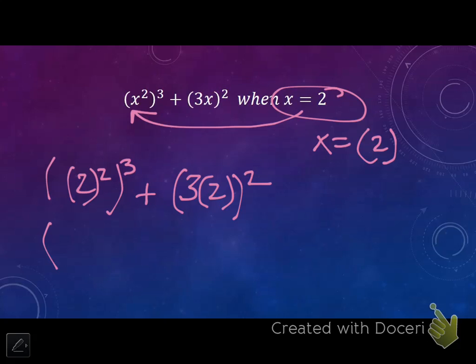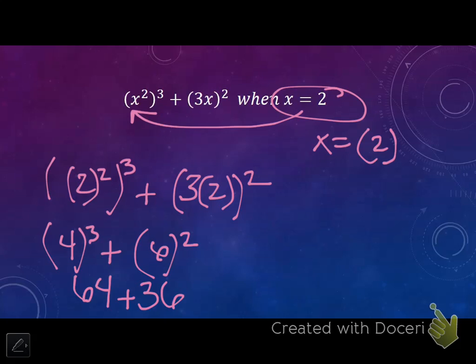So 2 squared is 4. 3 times 2 is 6. So I'm working inside out. 4 cubed is 64. 6 squared is 36. So my answer should be 100.